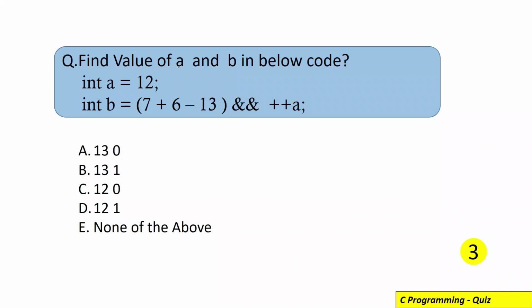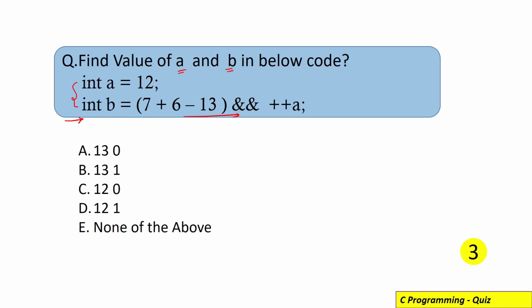Hello everyone. So in this question, we are asked what will be the value of A and B after these two lines are executed. The first line says int A equal to 12, and the second line gives you an expression. What will be the value of B after executing this whole expression? So these are the options which are given to you.